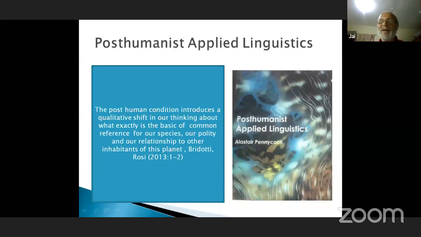Now, what is this post-human? What is human? What is post-human? So far we know that language is human. And then we have always discarded animal communication.